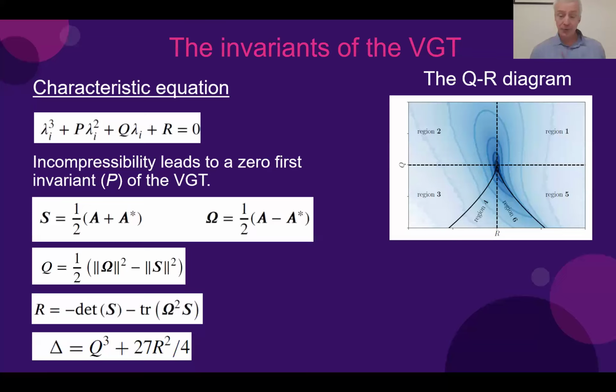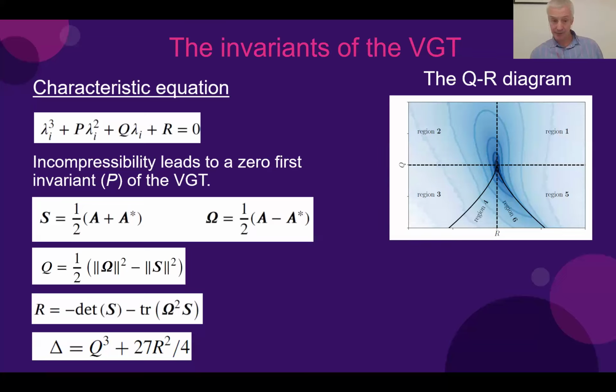And if you look on the right-hand side, we've got the famous QR diagram with different regions delimited there. It's worth noting that you can define the strain rate in terms of the velocity gradient tensor and also the rotation rate. And if you then translate those definitions into the eigenvalues, you find that Q is the difference between the enstrophy and the total strain rate. And you find that R is the difference between the strain production and the enstrophy production.